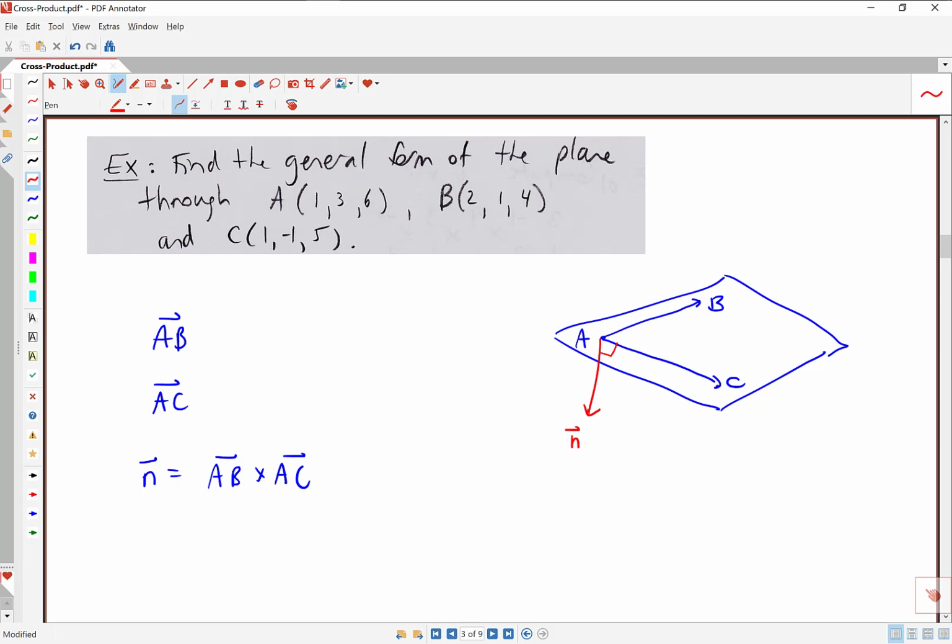So the point is we're finding this normal vector n, which is perpendicular to both AB and AC, and we're doing that using the cross product because that's what generates a vector that's perpendicular to both of your two starting vectors. All right, so let's run through the algebra. To get vector AB, we're just going to go b minus a, so that's going to give us 1, -2, -2. And to get vector AC, let's think c minus a, so that's 0, -4, and -1.